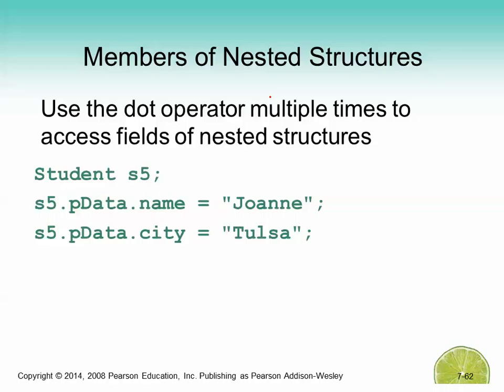If they are going to be placing a name inside this S5, they have to use s5.pdata.name. If they are going to be placing a city inside S1, they have to use s1.pdata.city. So we use the dot operator multiple times to access fields of nested structures.